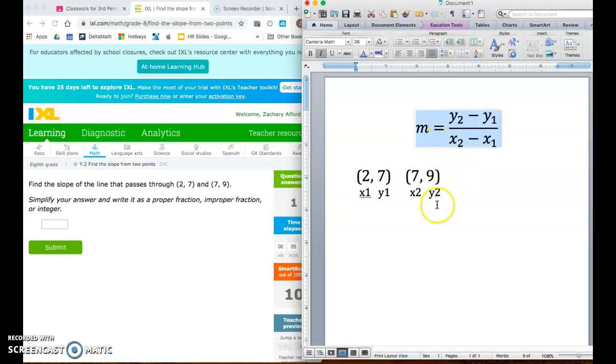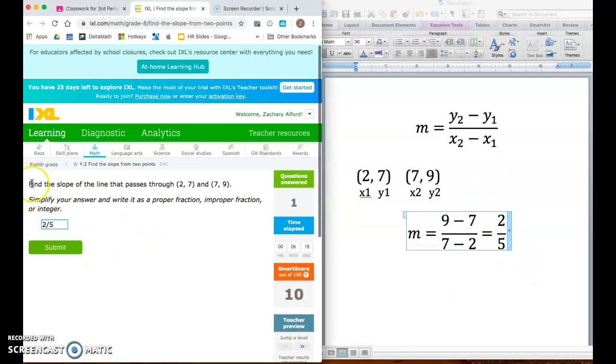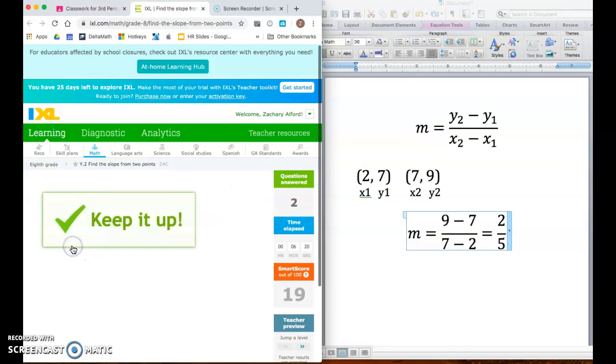And I take these and I put them into my formula. So y2 is 9, y1 is 7, x2 is 7, x1 we labeled as 2. 9 minus 7, the top of the fraction is 2. 7 minus 2, the bottom of the fraction is 5. 2 over 5 is already simplified, so I'm just going to write 2 over 5 into my box. Hit submit. Yep, got it.